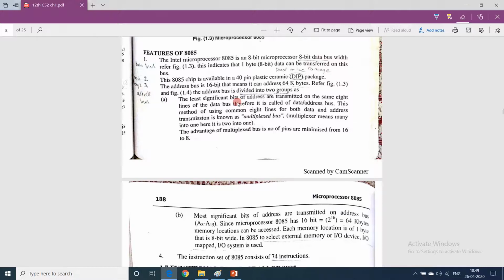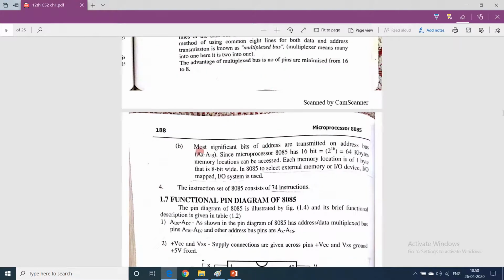Multiplexed means with one single bus we are transferring two kinds of information. One is address, another one is data. The advantage of a multiplexed bus is that the number of pins is reduced. Instead of 16 pins for the address bus and 8 pins for the data bus, so total 16 plus 8 is 24, if I use those 8 lines of the data bus for address transmission, it will reduce to 16 pins.